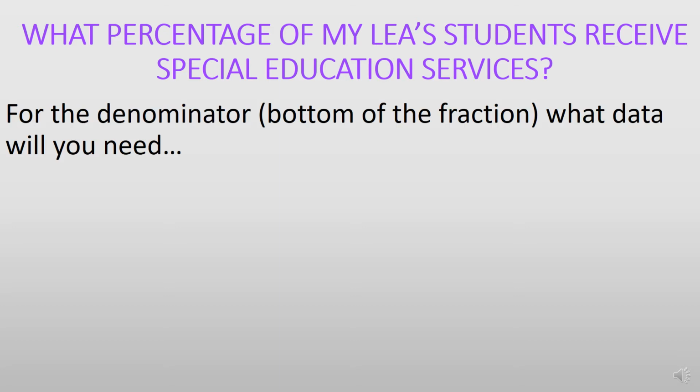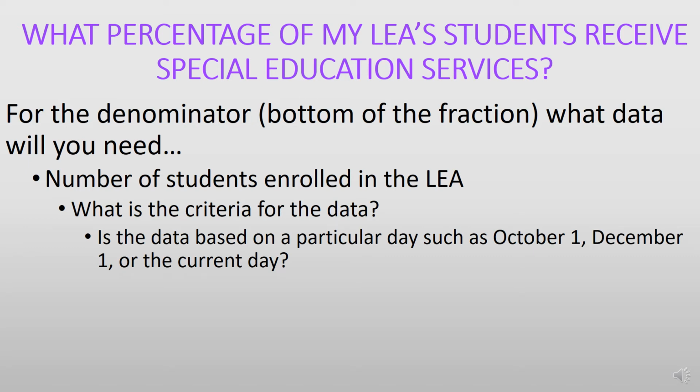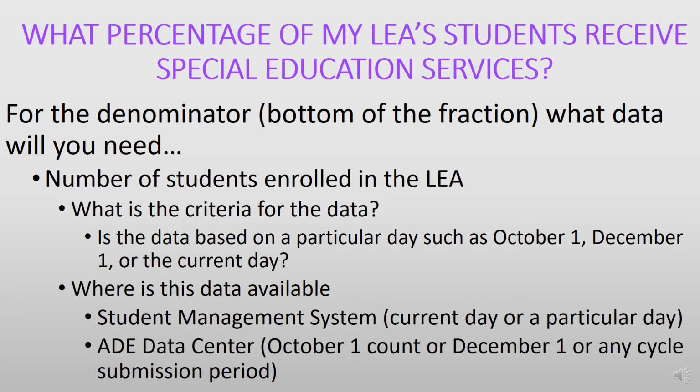The number of students enrolled in the LEA. What is the criteria for the data? Is it based on a particular day, such as October 1, December 1, or the current day? Where is this data available? Where can you find it? Student Management System for current day or particular day, ADE Data Center for such dates as October 1 count or December 1 count, or any cycle submission period.